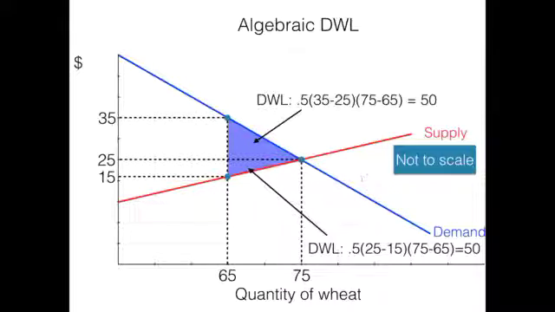So we have a deadweight loss that used to be consumer surplus of 50. We have a deadweight loss of 50 that used to be producer surplus. We add both of those together, and that gives us a total deadweight loss of $100.